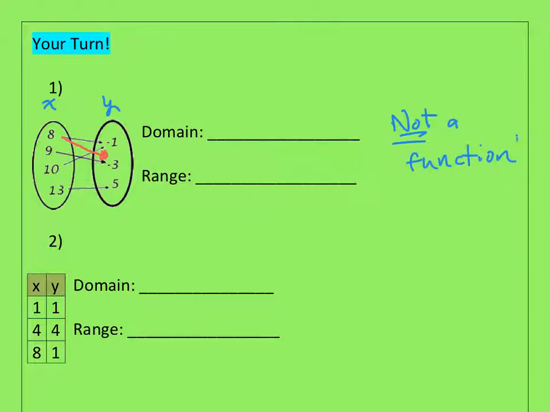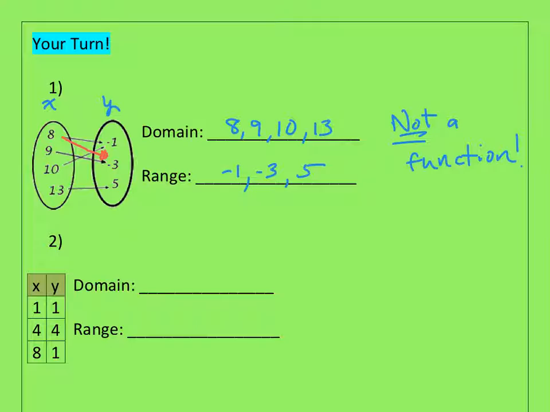And the reason why is its x values repeat. But we still have a domain, and the domain is exactly what you see in the mappings. It's all the x values of 8, 9, 10, and 13. And the range are all the y values, -1, -3, and 5.